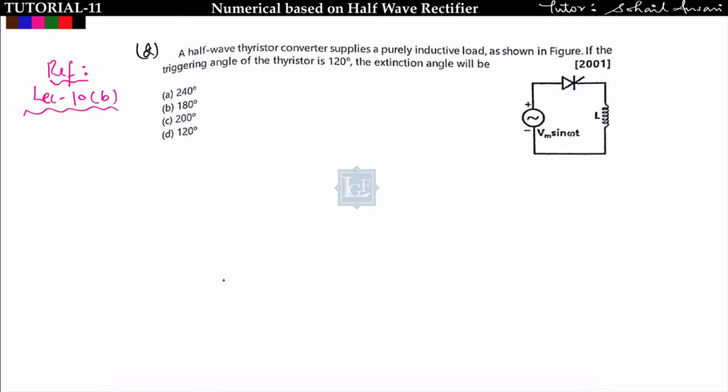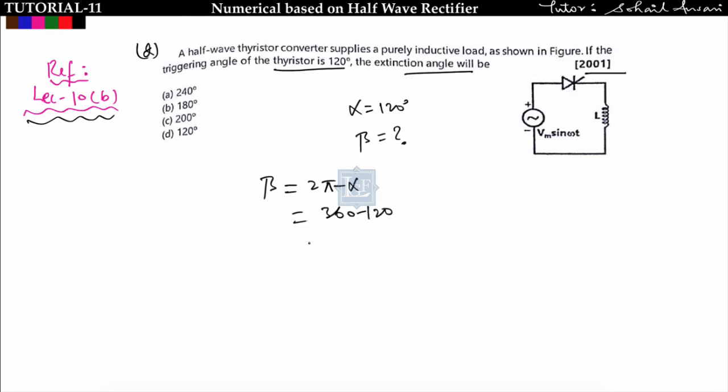Now see the next problem. A half wave thyristor converter supplies a purely inductive load as shown in the figure. If the triggering angle of the thyristor is 120 degree, means alpha is given as 120 degree, we have to find the extension angle, so beta will be what? This has been asked in GATE 2001 and the concept has been discussed in lecture number 10B. If you have watched my lecture number 10B, that is the single phase half wave uncontrolled rectifier for L type of load, there I derived beta. Beta comes out to be 2 pi minus alpha, that is equal to 360 minus 120, that is equal to 240 degree. So the extension angle will come out to be 240 degree, that is option A is correct.